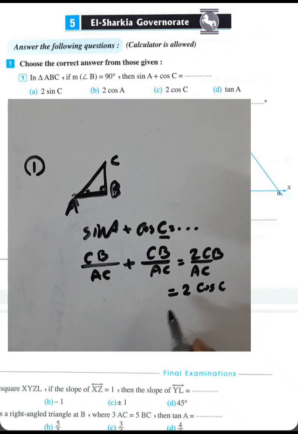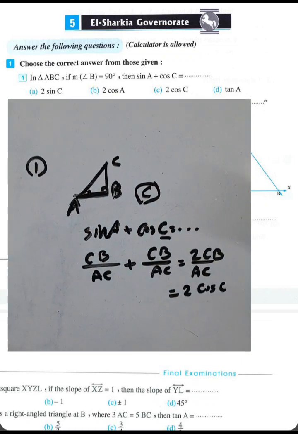Okay, choose letter C. The result will be letter C for question number 1. Understood?